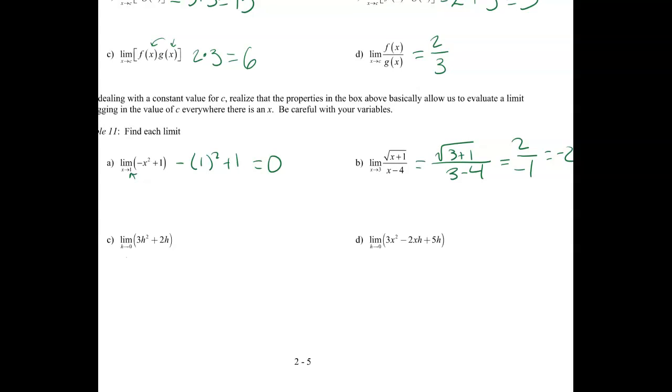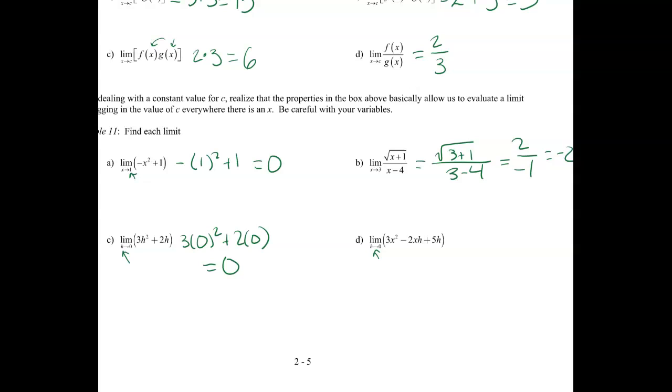Next one says, okay, I've got h is approaching 0. So again, that means now I need to plug in 0 for h, not in x. So now I've got 3 times 0 squared plus 2 times 0. Anywhere I see an h, I can plug in a 0, which again is going to give me this mythical magical 0. The next one, as h is approaching 0 again, so anywhere that I see an h, I'm going to plug in 0.